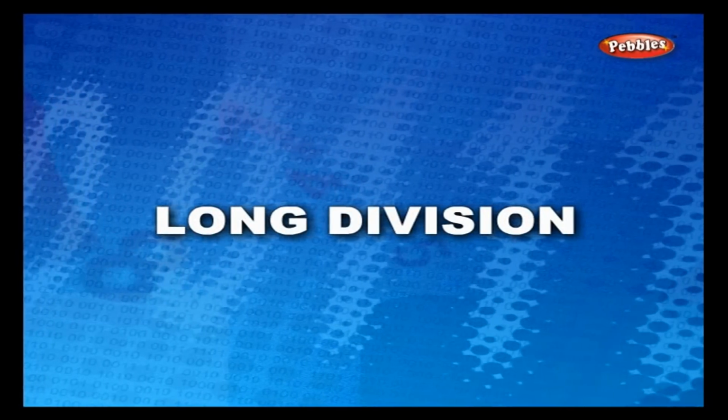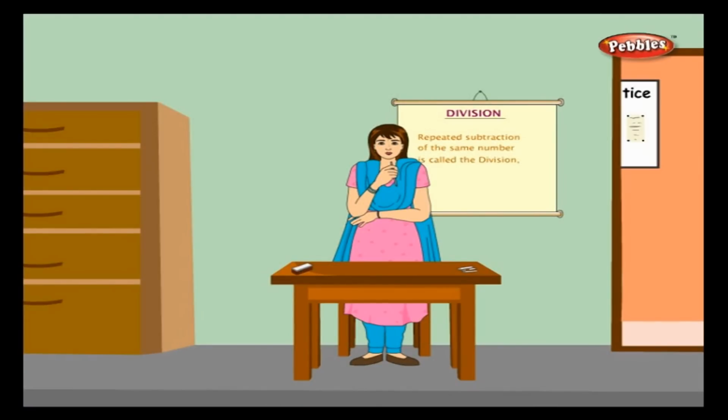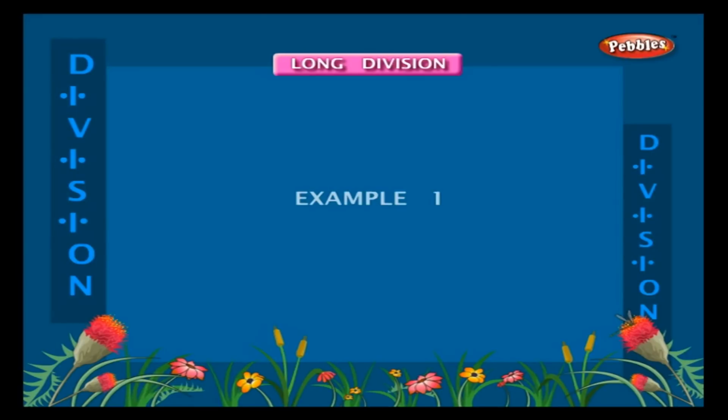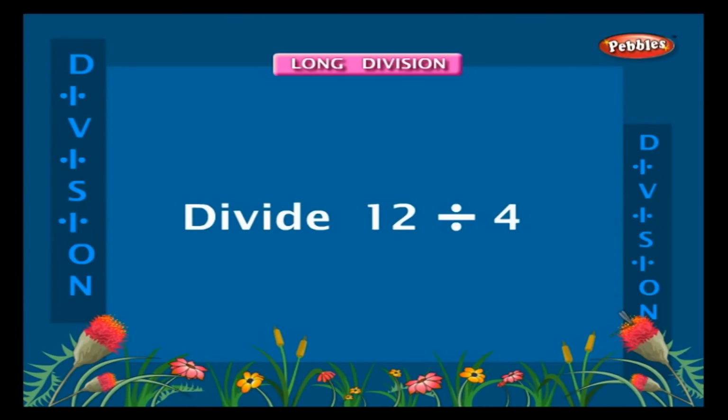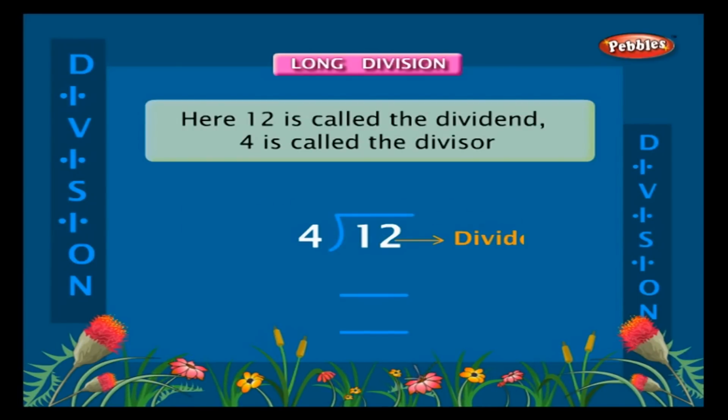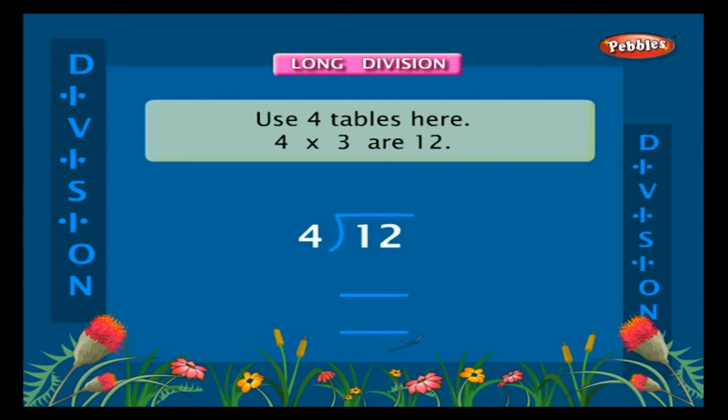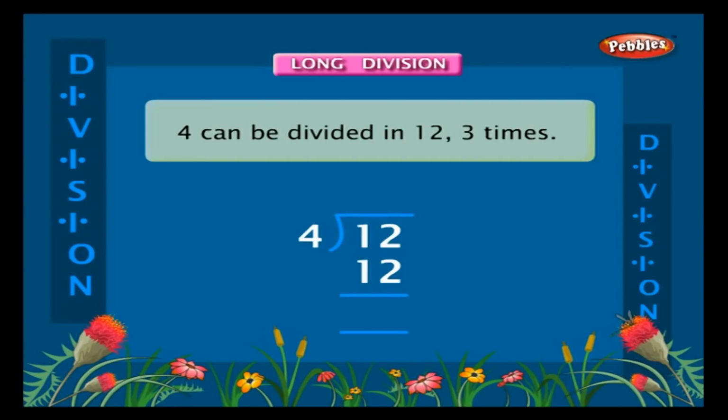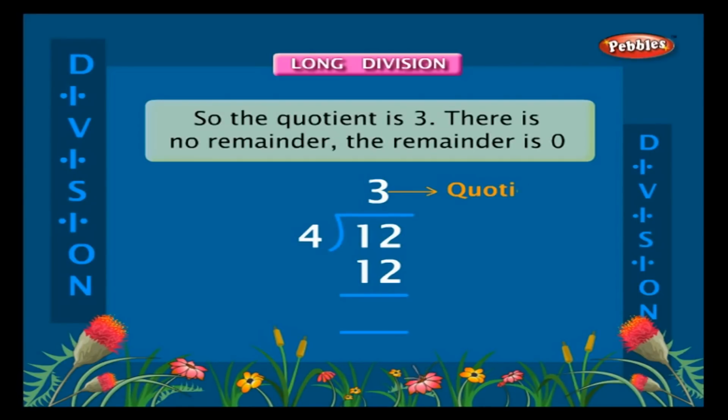Long division. After simple division, let us now learn long division. Example 1. Divide 12 by 4. Here, 12 is called the dividend, 4 is called the divisor. We will have to find the quotient. Let us solve it by long division format. Use 4 tables here. 4 3s are 12. 4 can be divided in 12 3 times. So, the quotient is 3. There is no remainder. The remainder is 0.